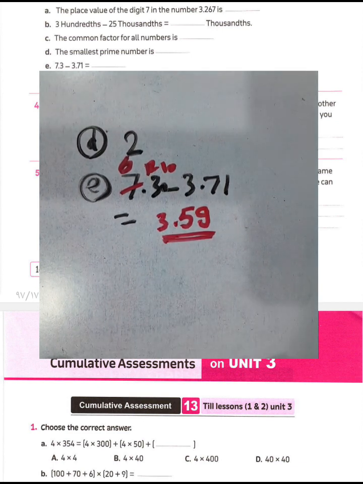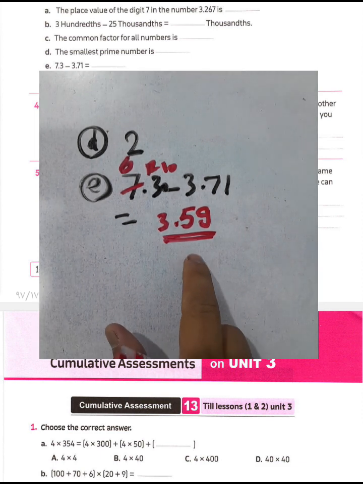The result will be 3.59 or 3 and 59 hundredths. The letter E here, question letter E, the result will be 3 and 59 hundredths.